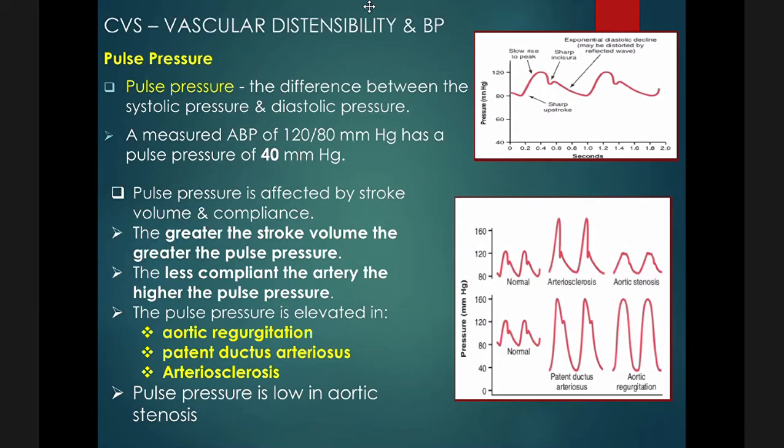The diastolic phase is not affected. So in aortic stenosis, there will be a decrease in systolic pressure, and the diastolic pressure is not affected. So because of that, the pulse pressure will somehow decline. Okay?